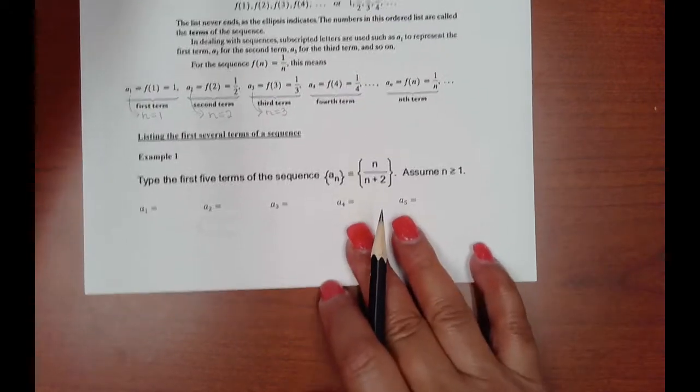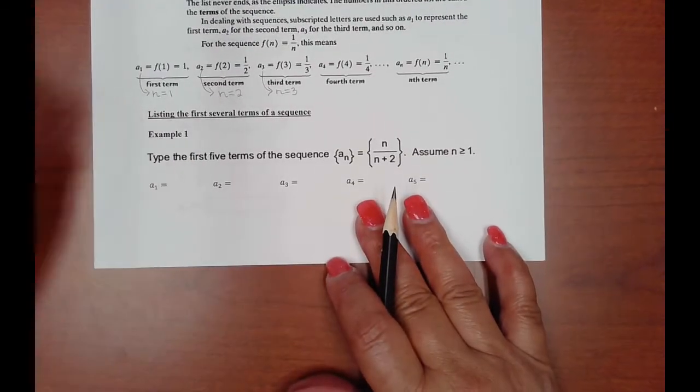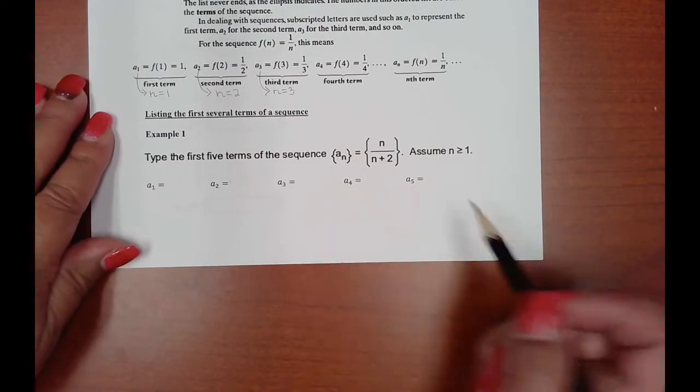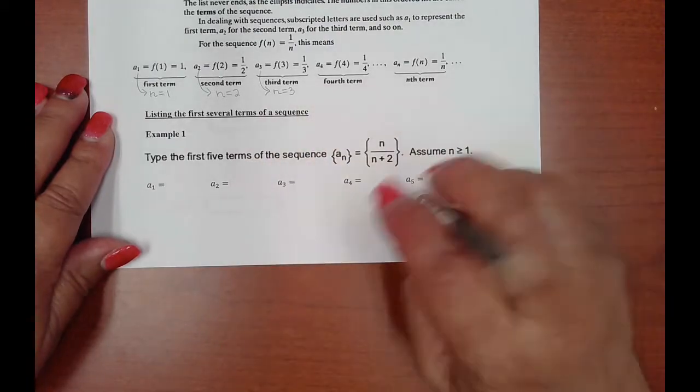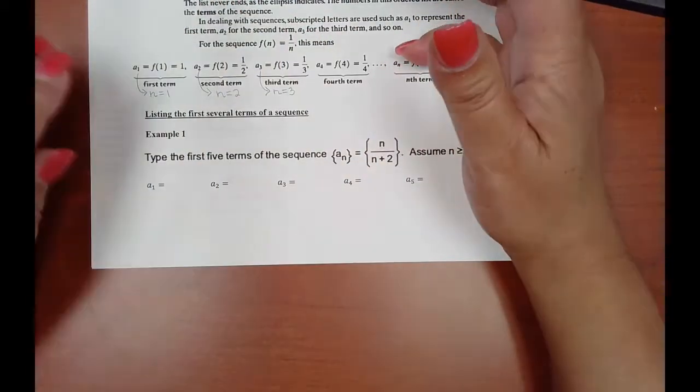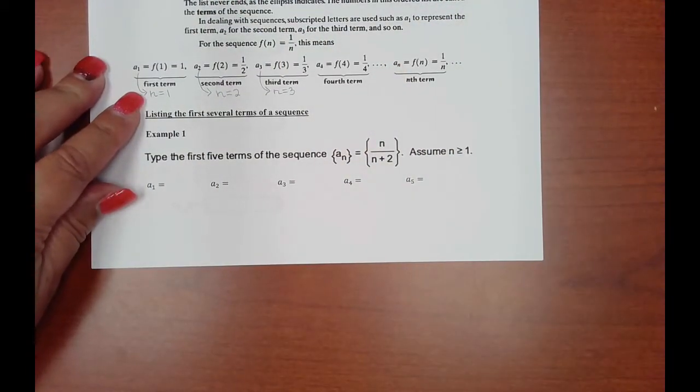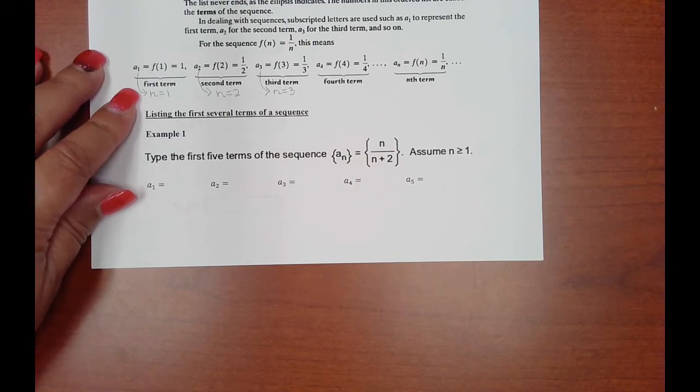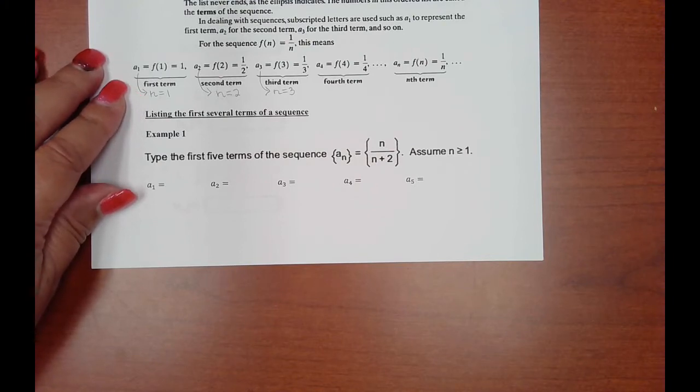Okay, so we begin with trying to list the terms ourselves. This is the function rule that we're using. I want you to be able to generate the first 2 or 3 terms by yourself, by hand, and then I'm also going to demonstrate how to do it on a calculator.